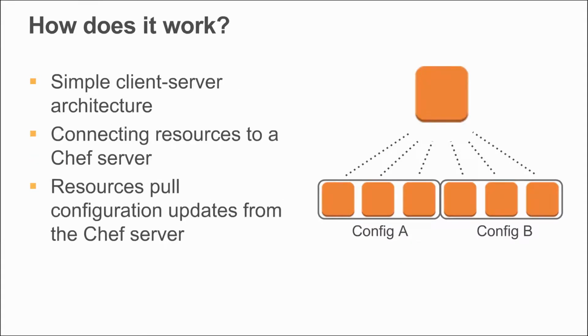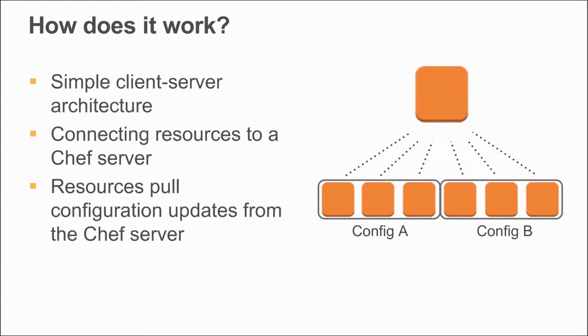So how does Chef really work? Well, it uses a simple client-server architecture where you've got your resources or instances connecting to something that's called a Chef server. And those resources pull for configuration updates directly from that Chef server. In this illustration, we have two sets of configuration, config A and config B, where each of those can describe a different tier of my application.